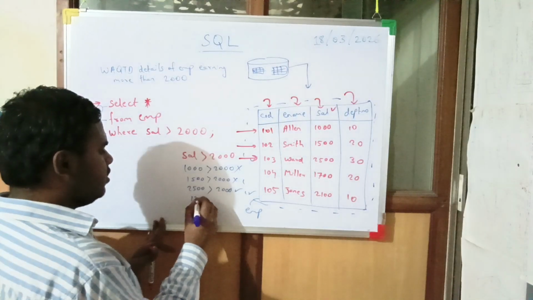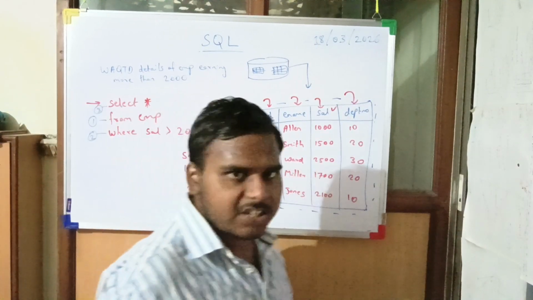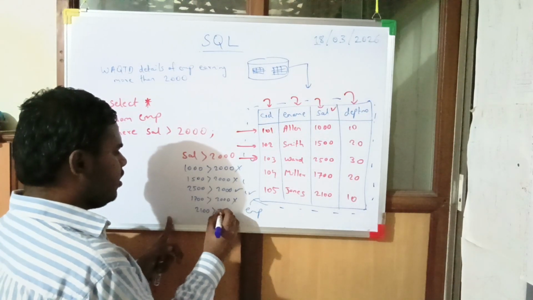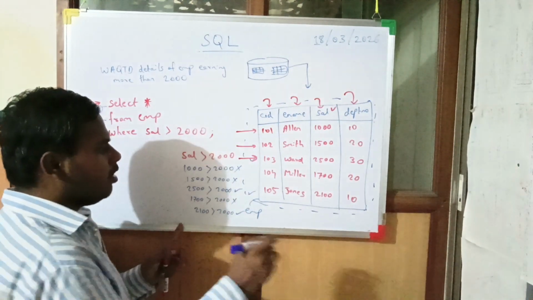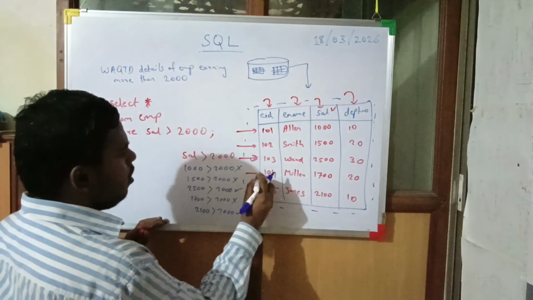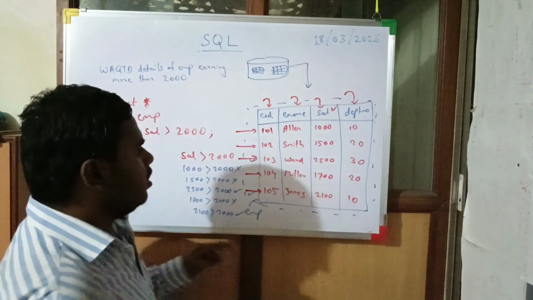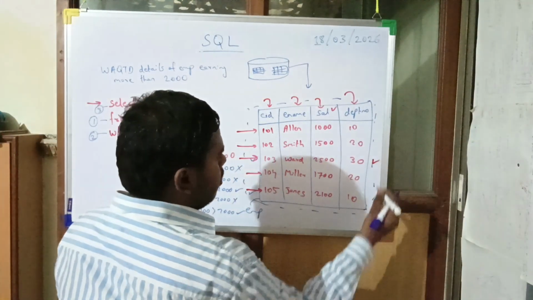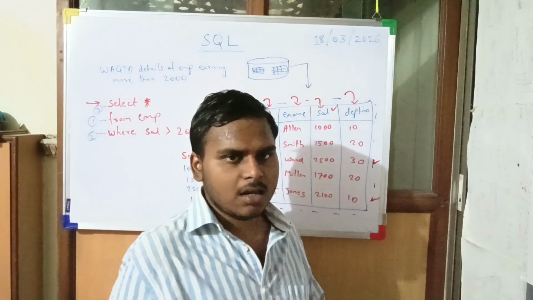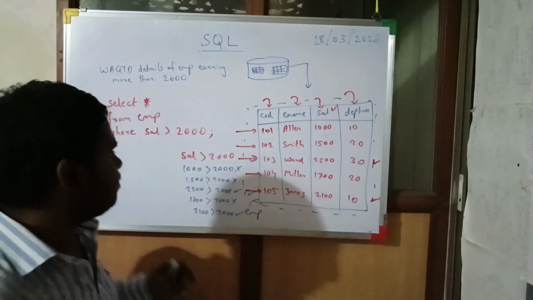For the fourth record, it will check: is 1700 greater than 2000? No. So the fourth record will get rejected. After that, is 2100 greater than 2000? Yes. So the fifth record will get selected. Out of all records, it will check every record. Only the third and fifth records will get selected, because only these two rows satisfy the condition, salary greater than 2000.